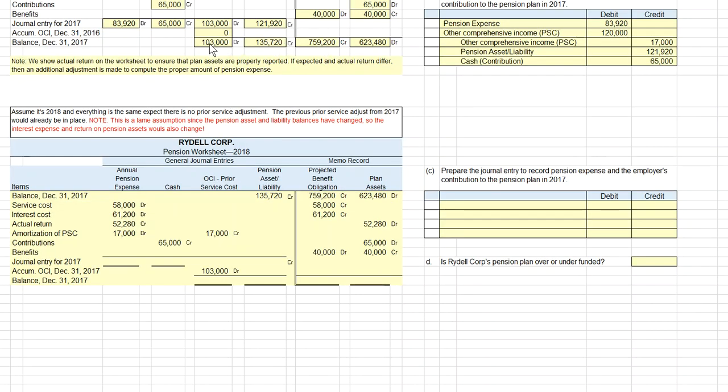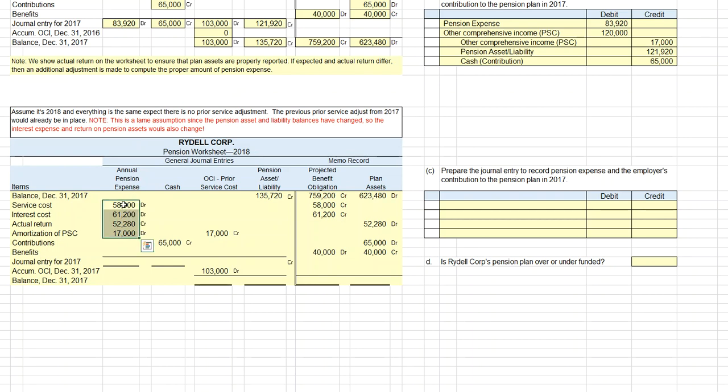The first thing we notice is that we pick up the asset and liability balances. Here is our beginning balance for our other comprehensive income. We've got our pension liability balance, we've got our pension obligation balance, and we've got our pension asset balance. And again, we were told that all of our actual annual pension expenses, interest cost, actual return, and amortization of prior period service cost are going to be the same in the coming year. So let's look and see how this rolls forward.